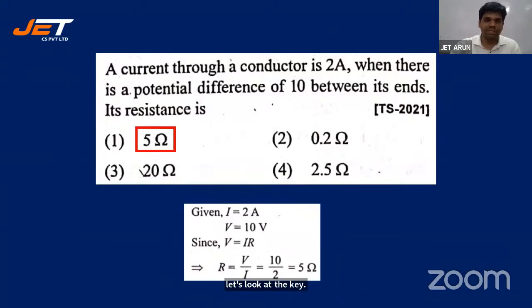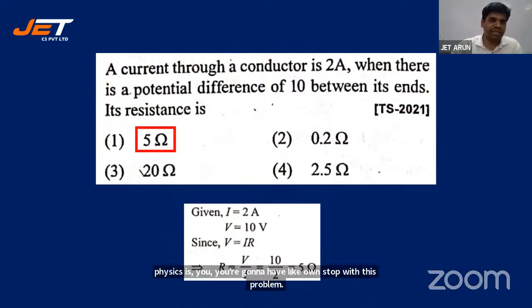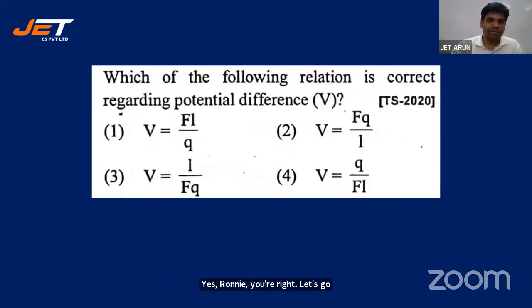5 ohms, and the equation is V is equal to IR, R is equal to V by I, 10 by 2, which is 5 ohms. Pretty simple. Dividing this into physics and math, V is equal to IR is the physics, 10 by 2 is math. No chance of going wrong in the math, students, but in physics you have to apply Ohm's law for this problem. Yes, Ronnie, you're right, V is equal to IR. All right, let's go ahead.